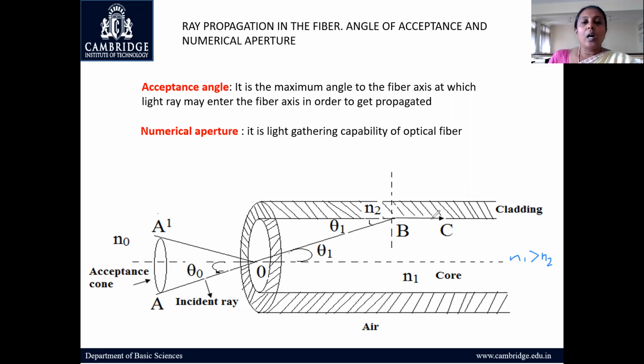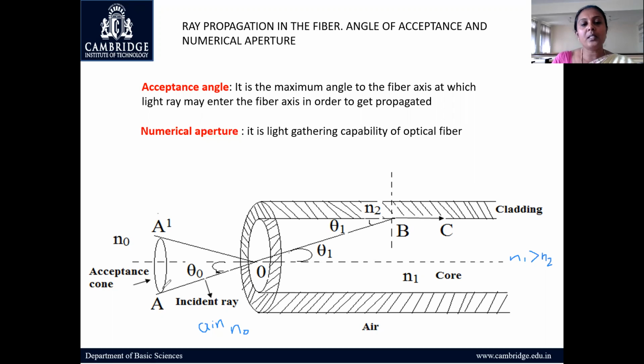Now, after considering the optical fiber, let us incident a ray of light. We are incidenting a ray of light from the air medium, so there is air at the surroundings, whose refractive index is n0. Okay, so let me incident a ray of light AO. The ray of light is incident at an angle theta naught with respect to the fiber axis.